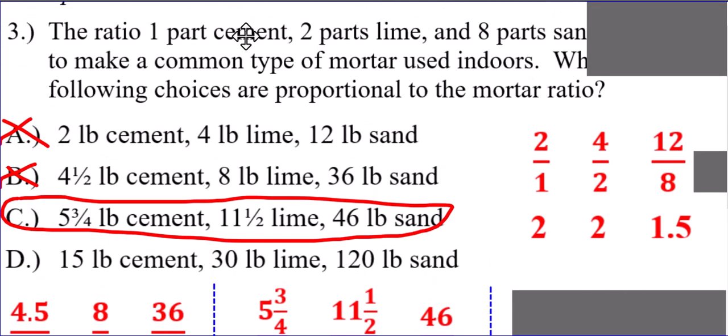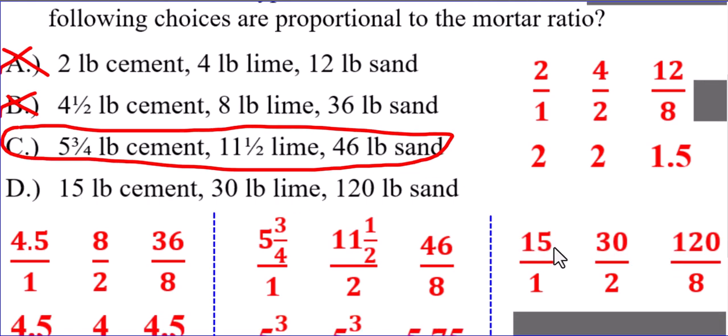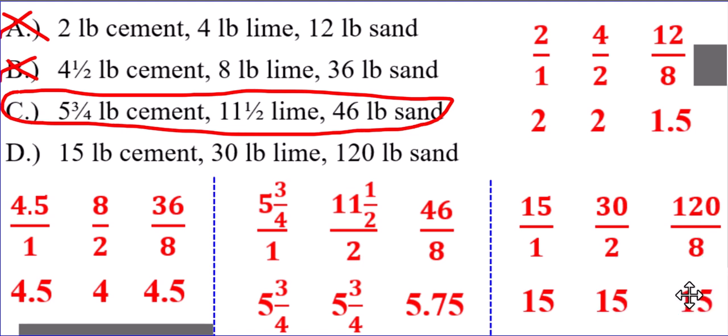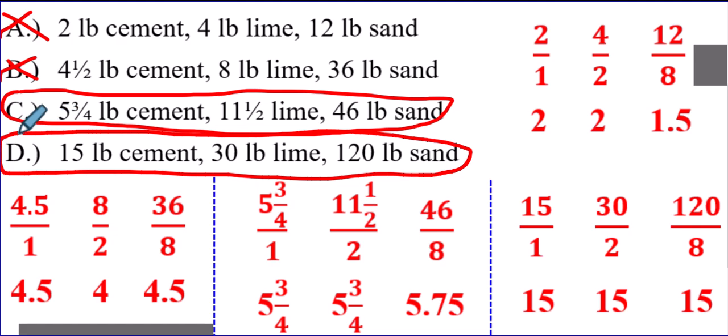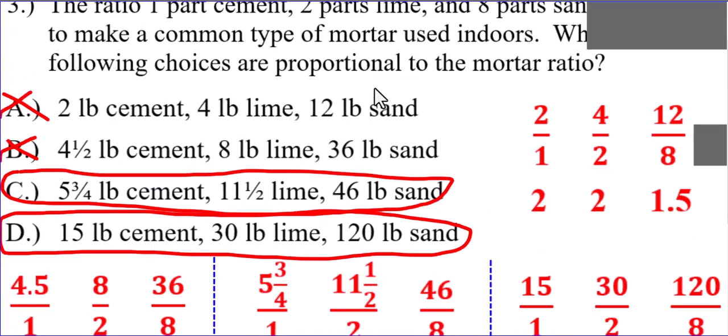What about choice D? Again, my denominators are 1, 2, and 8. Now we got 15, 30, and 120. 15 over 1 is obviously 15. 30 divided by 2 is also 15. 120 divided by 8, you probably used a calculator for that. And hey, it gives you 15. So all of these gave us the same ratio. So this one is also proportional to the original recipe for our mortar ratio.